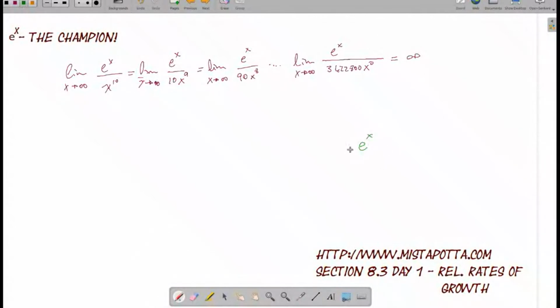And one of the things that we're going to discuss a little bit more is that e to the x is actually going to be more dominant than any polynomial that we could come up with, with an integer or with a positive exponent.